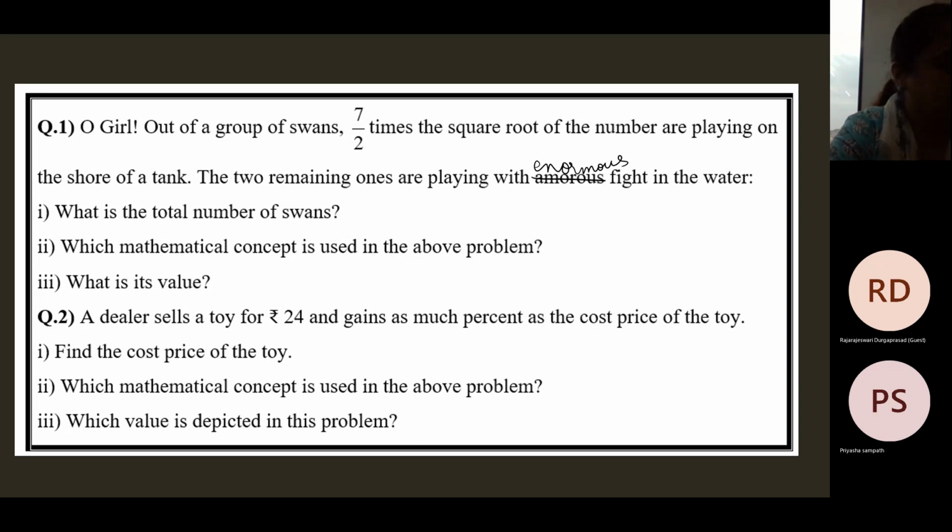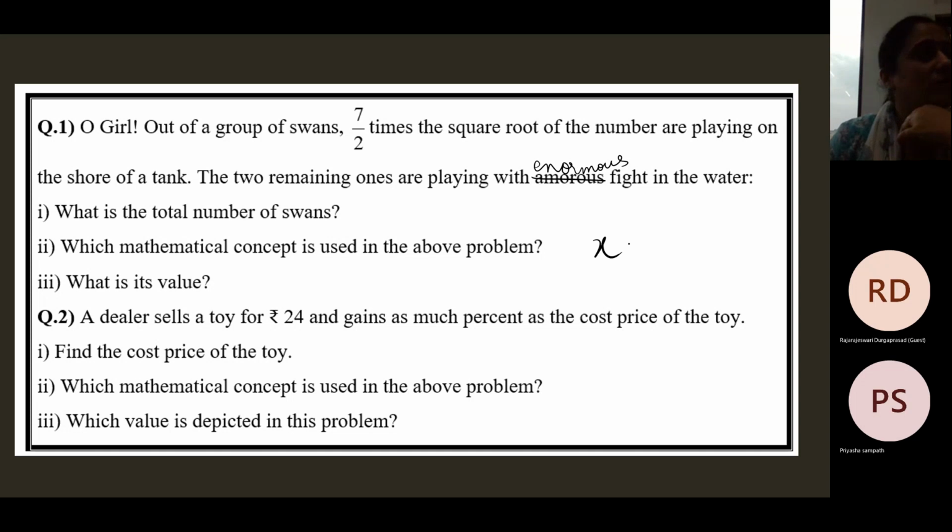Yeah, constructed the equation. No, still going. Okay, fine. So out of a group of swans, 7/2 times the square root of the number are playing on the shore of the tank. So let the total number of swans be X in the first place. Let the total number of swans be X.